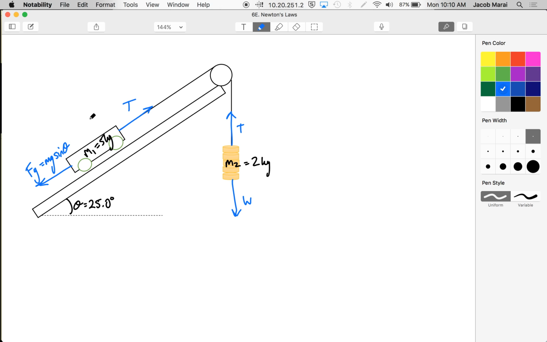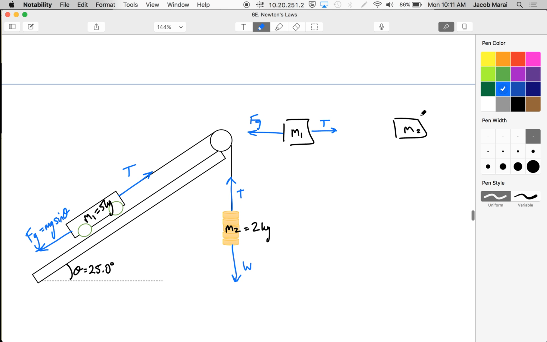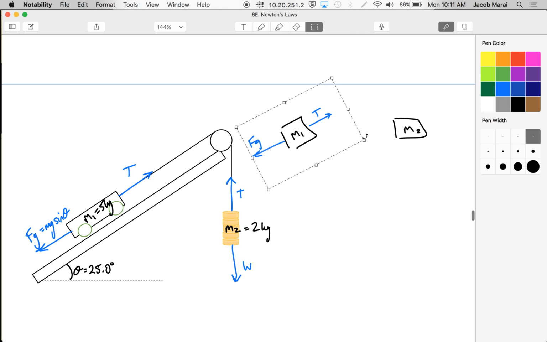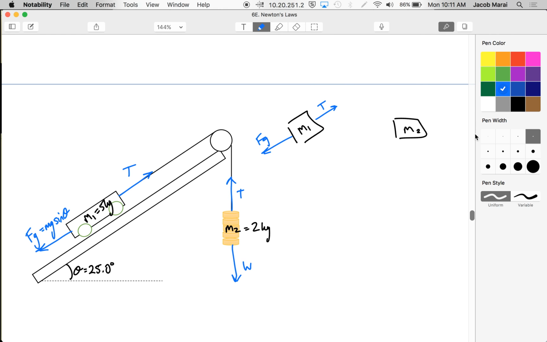What I'm going to do is let's just quickly sketch the two masses. You've got M1 being pulled this way with T1 and this way with the force due to gravity. You've got your hanging mass, which has downwards weight and upwards tension.